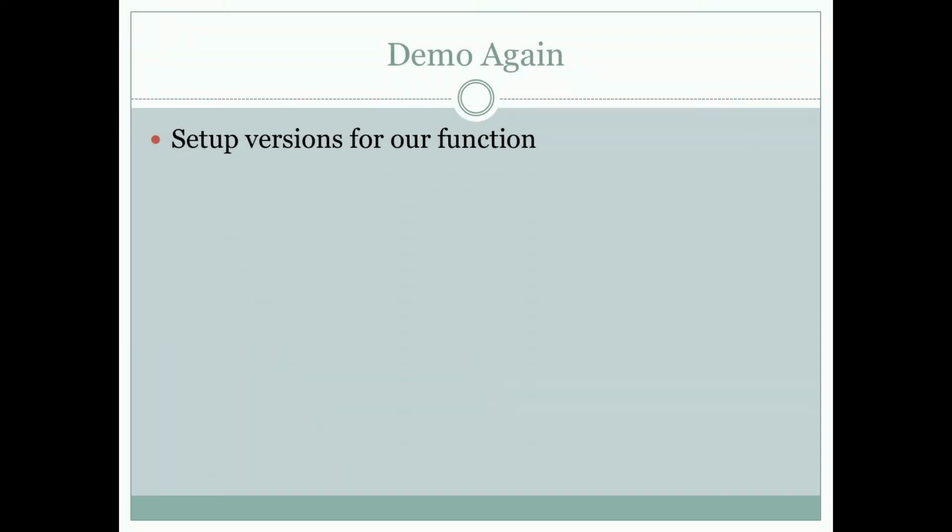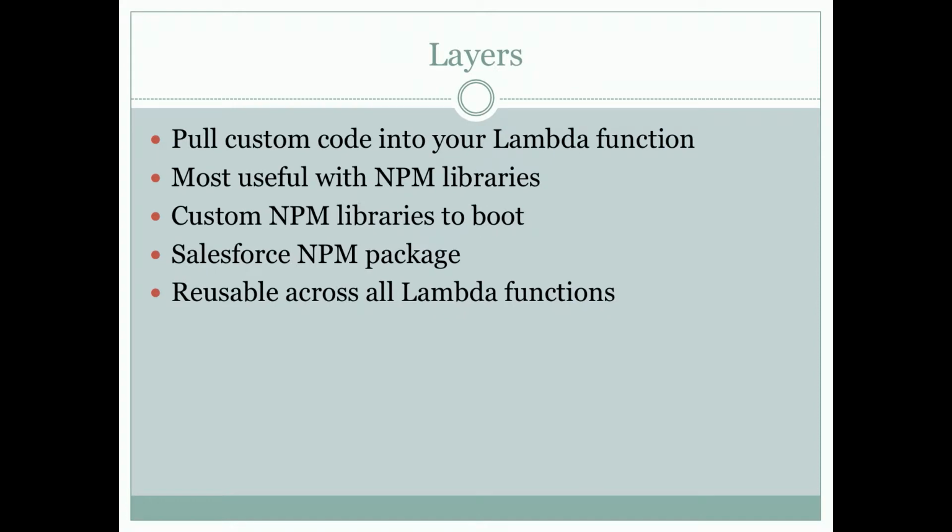So next we have layers. Layers are fairly new in Lambda, I think within the year. So what layers allows us to do is, say you have a node module that you've written, or even something that you use all the time, a node library. I always use Salesforce for an example. There's a great Salesforce node module that we use across a lot of our functions.